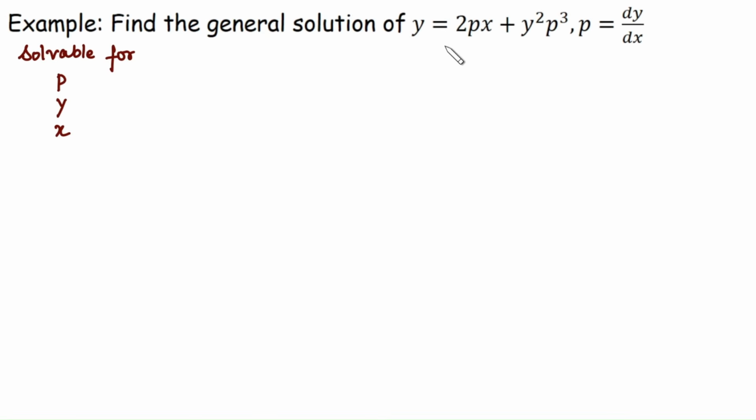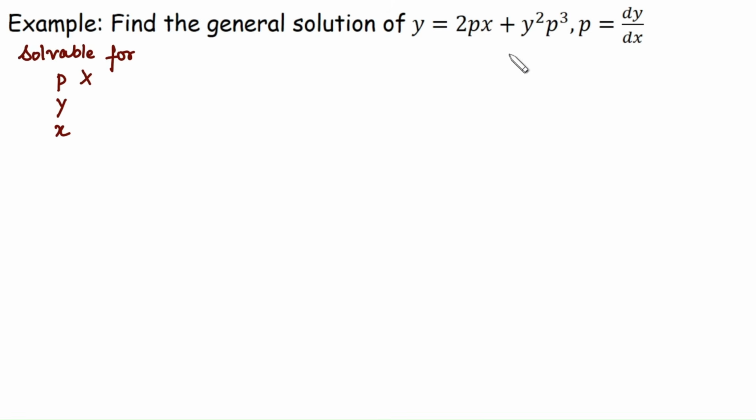Now let's start with the given differential equation. We need to find its general solution. The very first step is we need to check whether this differential equation is solvable for p. It means we need to find the factors in terms of p. Now, how many factors do we need in this case? As it contains p cube, it means we need 3 factors in terms of x and y. But here we cannot find the 3 factors in terms of p, so it means the solvable for p method is not applicable.